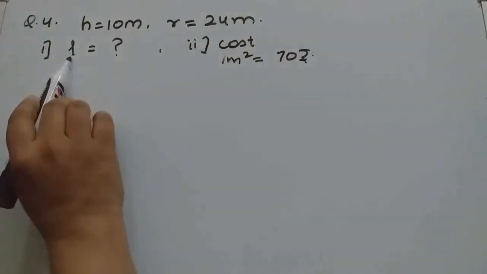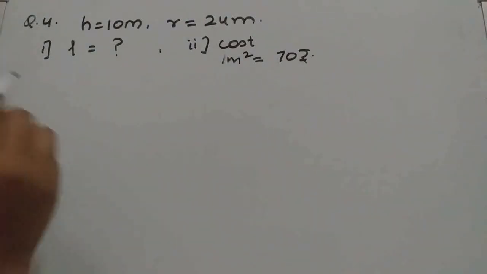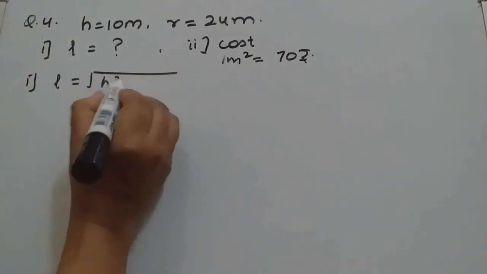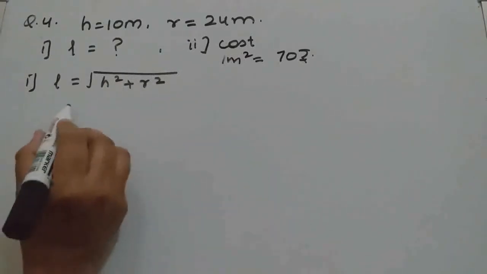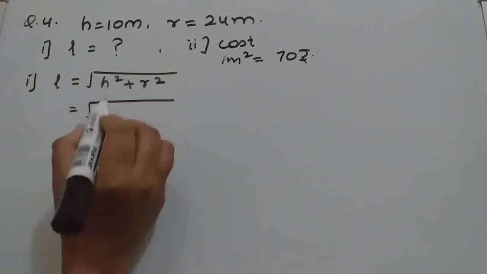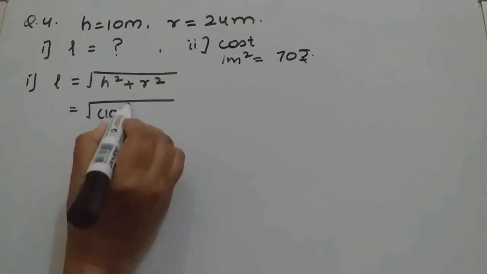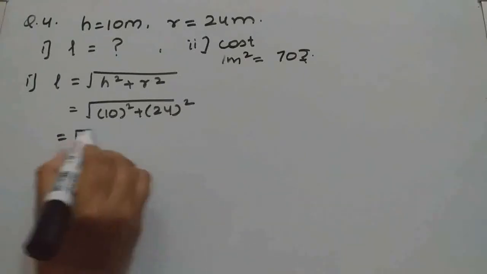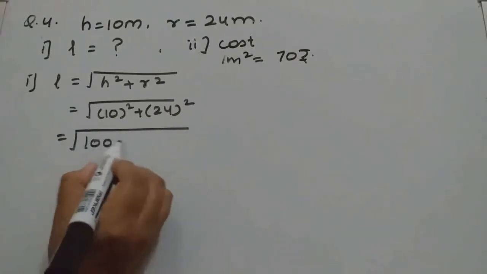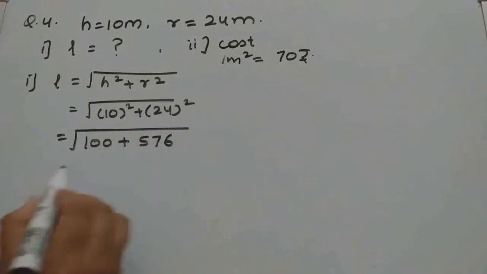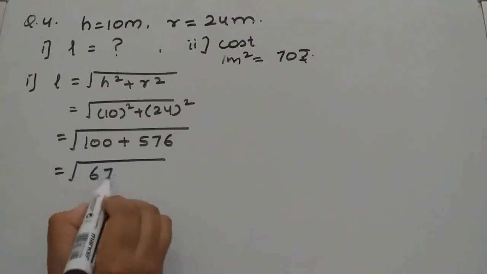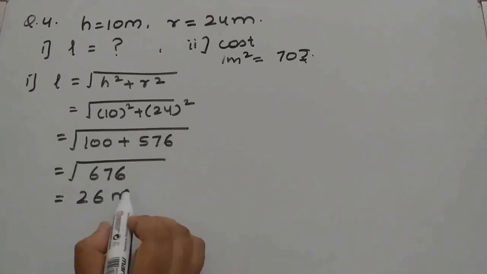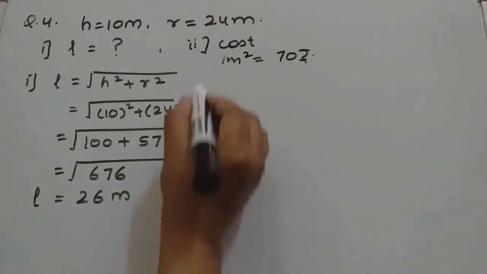So for L we should use the formula L is equal to square root of h square plus r square, isn't it? So h square, h is 10, so 10 square, r is 24, so 24 square. 10 square we know is 100, 24 square is 576, this will give 676, which is the square root of 26 square. So L is 26 meter.